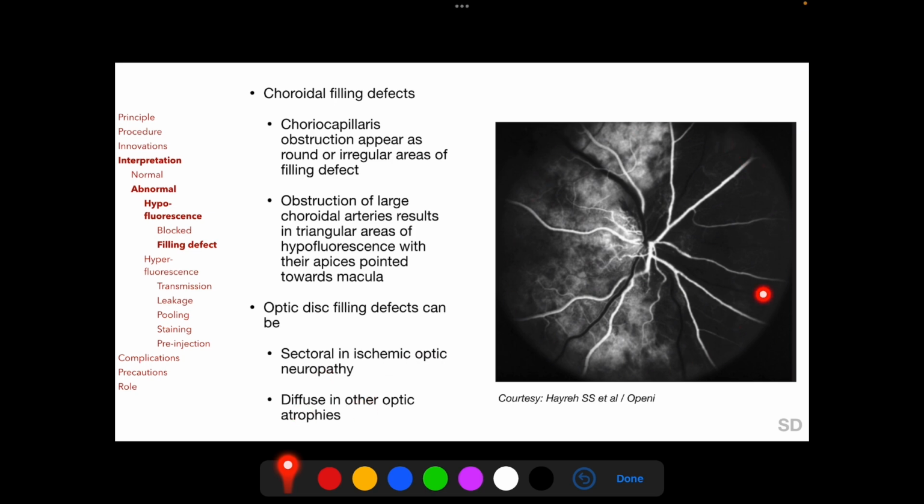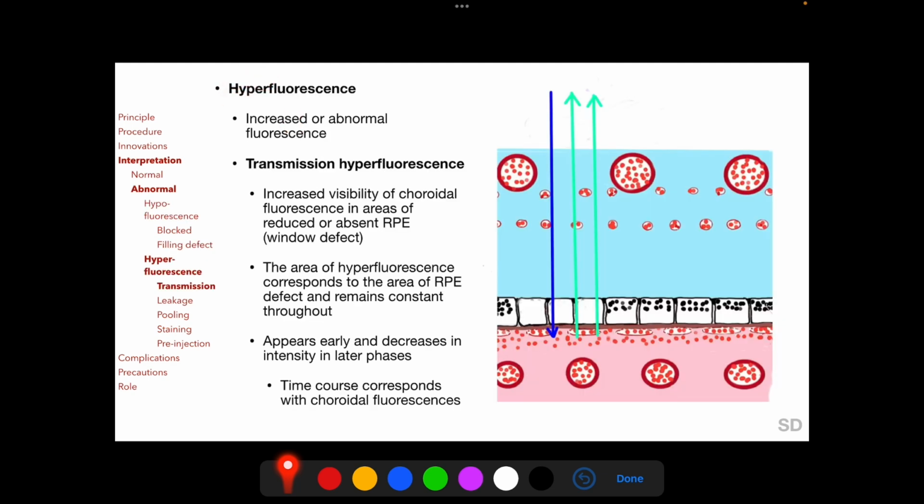This angiogram is that of a patient who had occlusion of one of the two long posterior ciliary arteries, and in this early arterial phase angiogram, there is absence of fluorescence in a vertical half of the choroid and the optic disc. Hyperfluorescence is increased or abnormal fluorescence, and as we have mentioned, is of 5 subtypes.